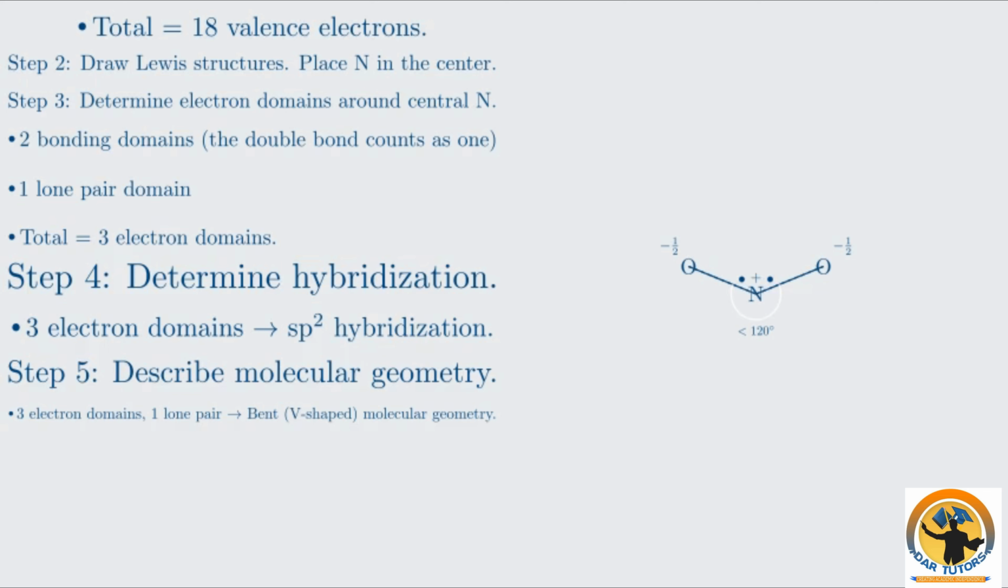The molecular geometry, however, is determined only by the bonded atoms. With one lone pair and two bonded atoms, the molecular geometry is bent or V-shaped. The bond angle will be slightly less than the ideal 120 degrees due to the lone pair bonding pair repulsion.